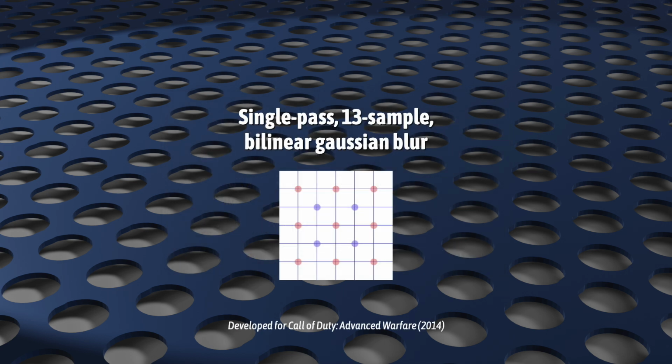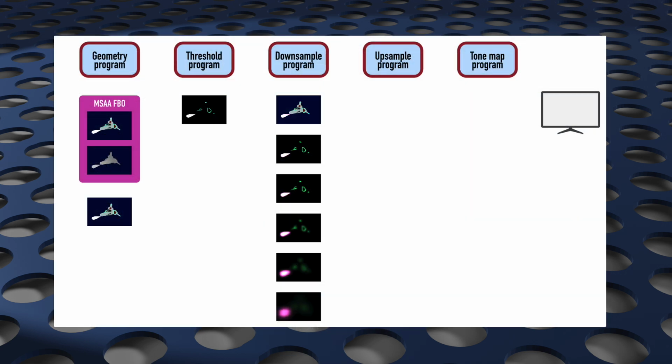In the code today, I've decided to go with a single pass 13 sample bilinear Gaussian blur. It won't be as flexible, but it should be faster. And at the end of this step, we should have a stack of increasingly small, increasingly blurry textures.